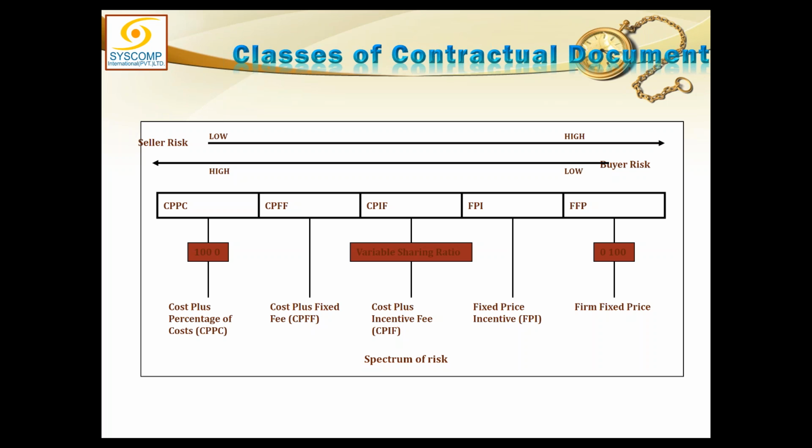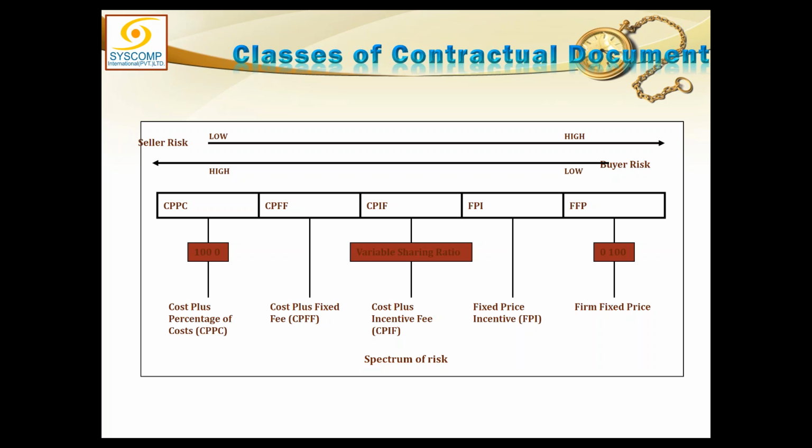Last but not the least is the cost plus percentage of cost. And that is the most dangerous and most riskiest strategy, in which the buyer bears the brunt of the whole risk and even more, and seller goes scot-free. Seller has absolutely no liabilities whatsoever.